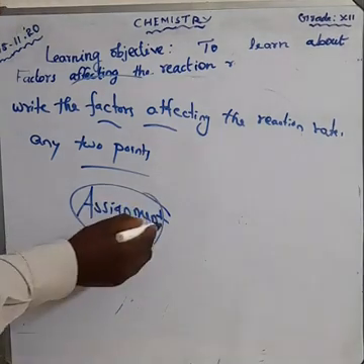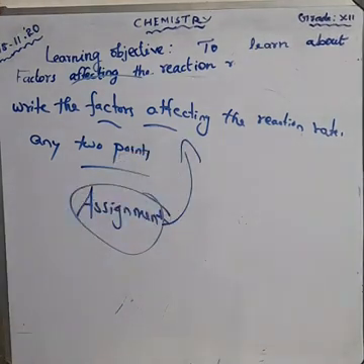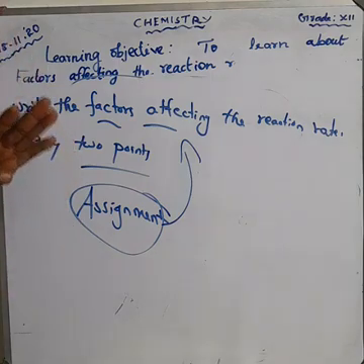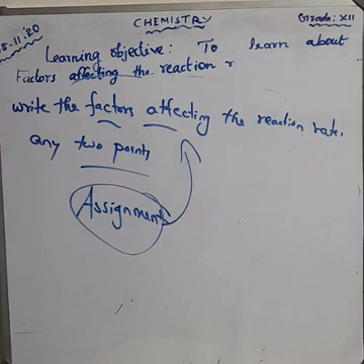What is the assignment? Write the factors affecting the reaction rate. We have 5 points. What are the 5 points? Nature and state of the reactant, concentration of the reactant, surface area of the reactant, temperature of the reaction, and presence of a catalyst. You should write any 2 points.